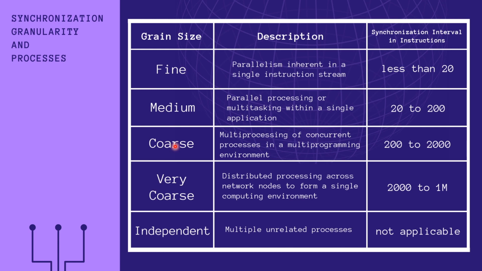And for coarse, multiprocessing of concurrent processes in a multi-programming environment, and it is determined to have 200 to 2000 instructions for its synchronization interval. And for very coarse, it's described as distributed processing across network nodes to form a single computing environment with 2,000 to 1 million instructions. And for independent, it's multiple unrelated processes, and therefore it is not applicable.